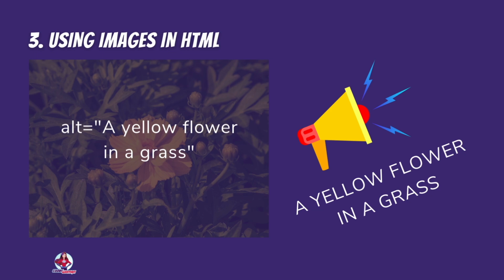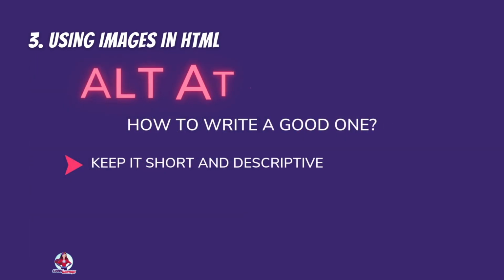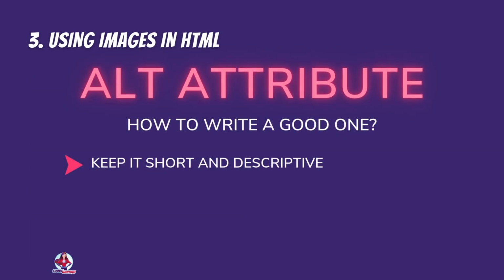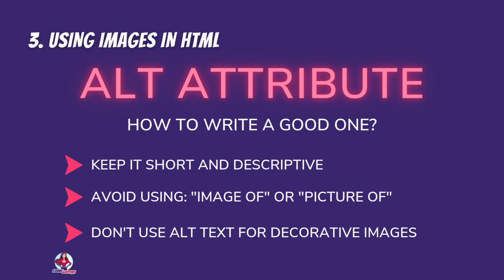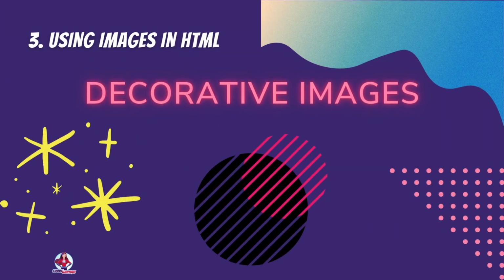But how to write a good alt text? Keep it short and as descriptive as you can. It's like writing a good tweet. Avoid writing image of or picture of. It's redundant. And don't use alt text for images that are only for decoration. How to know if an image is decorative? If an image just makes the site looks nice and has no important info, it's decorative.